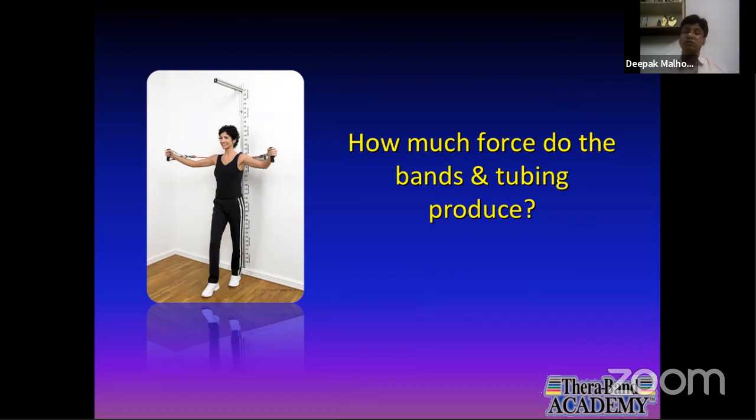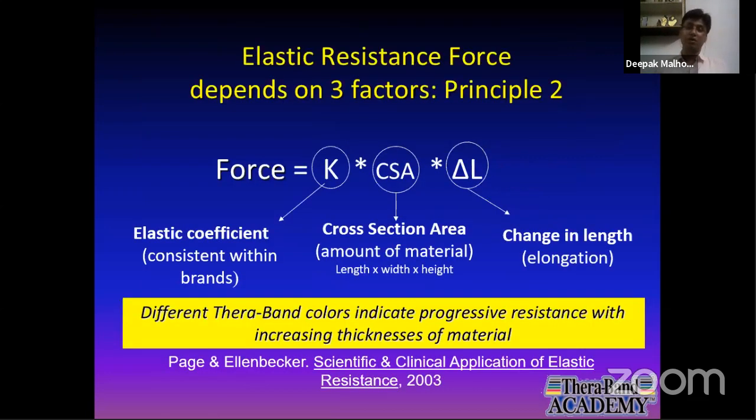So how much force do the bands and tubings produce? Now, it depends upon three factors. The elastic resistance force, because that is a tensile strength which is giving you resistance. So the elastic resistance force depends on three factors. The force of the elastic band or any elastic material depends upon K into CSA into delta L.